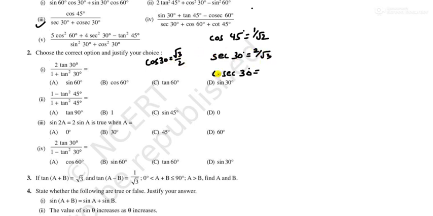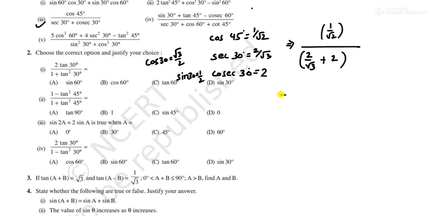Just its reciprocal. Similarly, cosec 30 is the reciprocal of sine. So sine 30 is 1 by 2. Right? So what will be cosec 30? It will be 2 by 1, which means only 2. Got it? Now substitute the values. So cos 45 is 1 by root 2, divided by sec 30, that is 2 by root 3, plus cosec 30, that is 2. Write it in brackets.